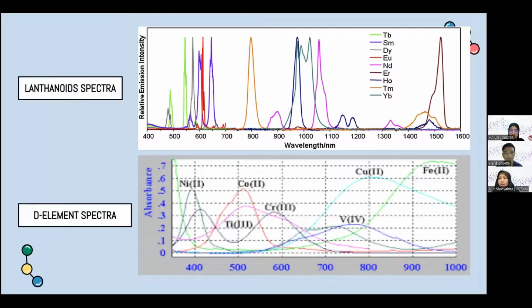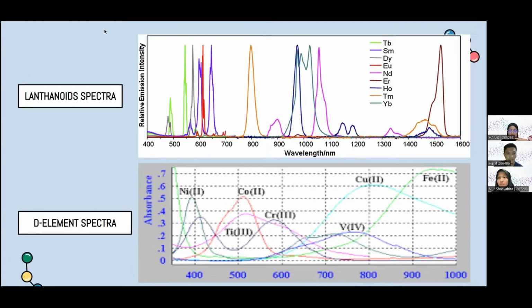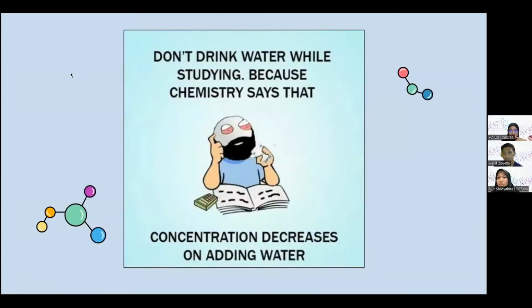There are two spectra, the lanthanide spectra and the d element spectra. You can see that lanthanide spectra are very sharp and strong, but the d element spectra are broad. Next slide. That's the end of my presentation.